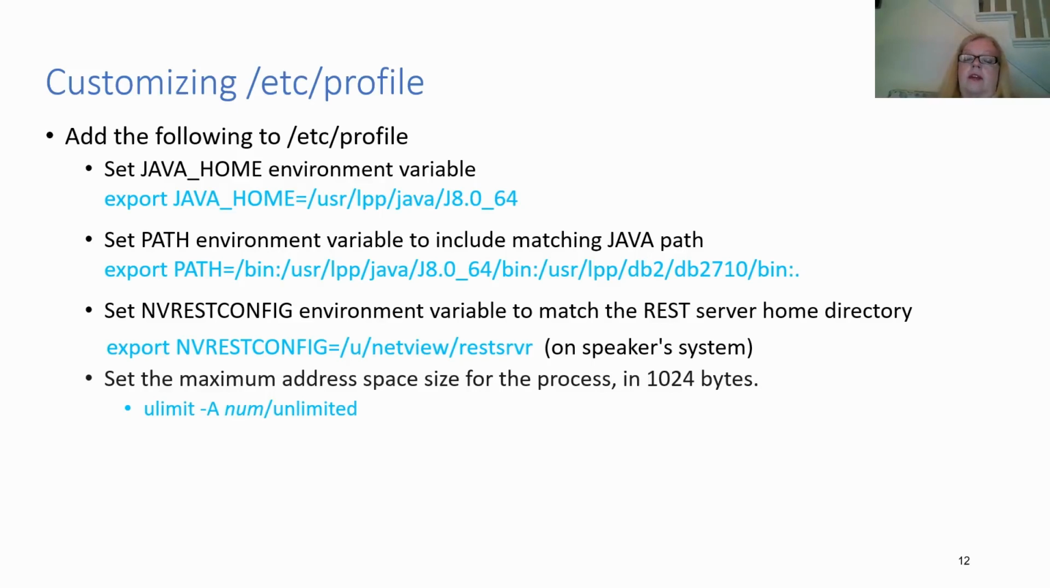In our application YAML file, we do have something called nv rest config. You can leave it that way and code the environment variable in etc/profile to set up what your home directory is that you created. On my system, I use this /u/netview/restserver path name, or you're going to end up having to hard code the full path name in the application YAML file.